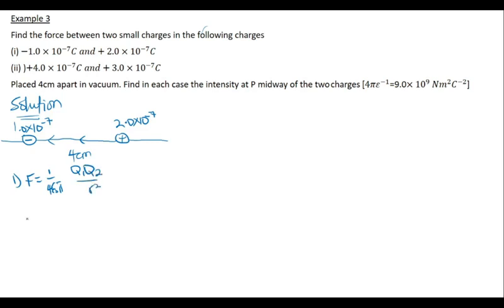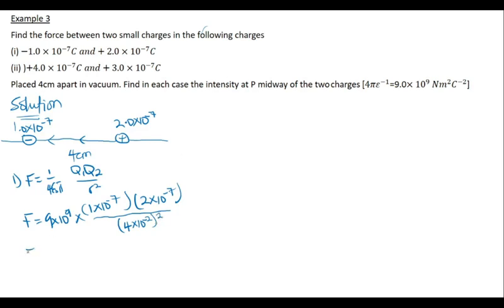which I've rewritten like that, Q1 Q2 over R squared. So our force is equal to 9 times 10 raised to the power 9, multiplied by 1 times 10 raised to the power minus 7, then 2 times 10 raised to the power minus 7, all divided by the distance. The distance is in centimeters, so we need to convert it into meters. If we do the conversion, we get 4.0 times 10 raised to the power minus 2, or 0.04.